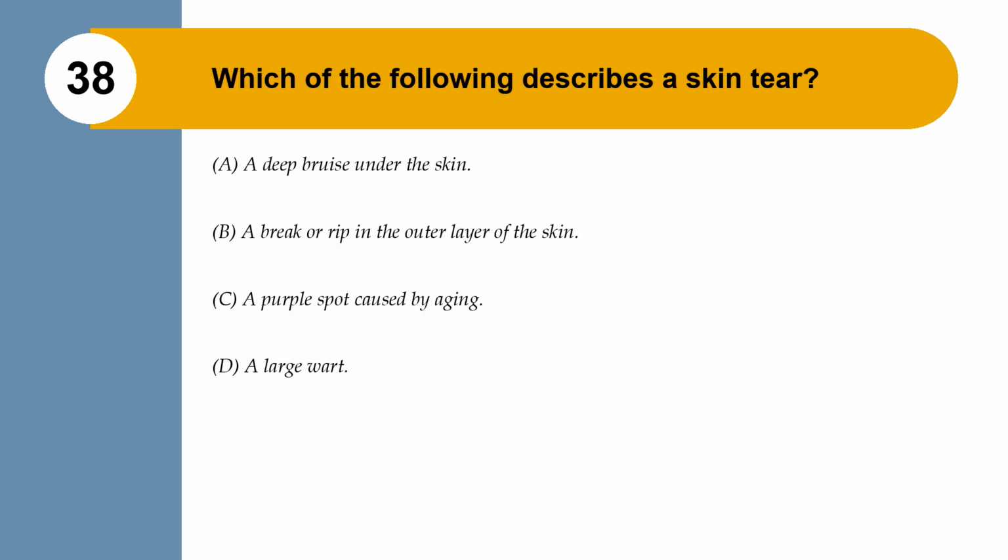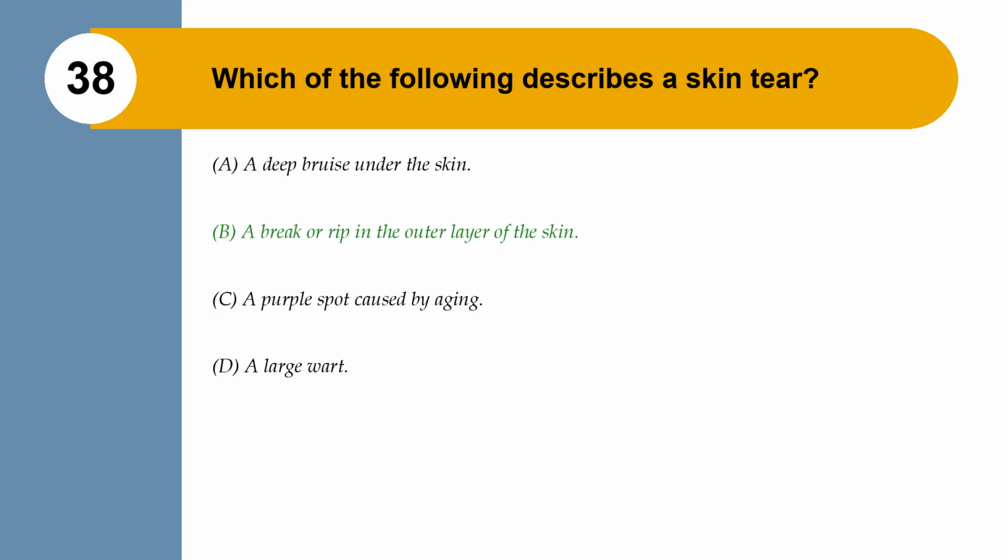Question 38. Which of the following describes a skin tear? Option A, a deep bruise under the skin. Option B, a break or rip in the outer layer of the skin. Option C, a purple spot caused by aging. Option D, a large wart.